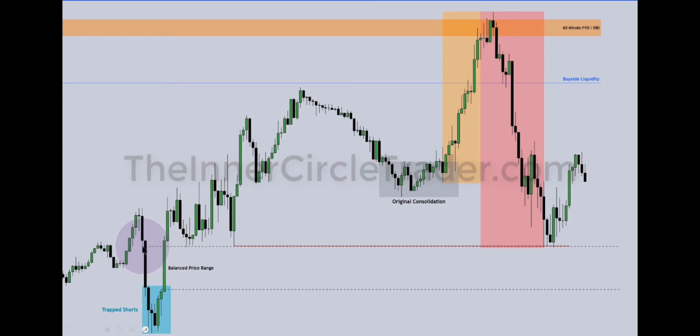So I'm using the low here and the high here. That way we can see how this becomes a balanced price range. These are trapped traders. Okay. This in here is a trap trader, or trap traders that would have been caught short.